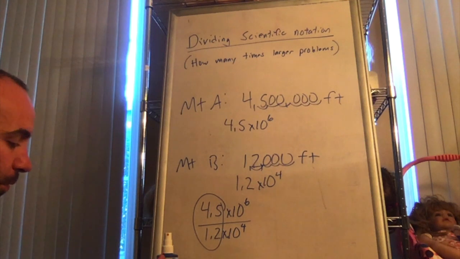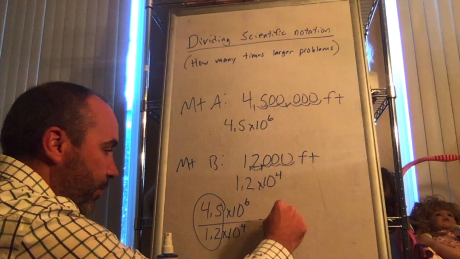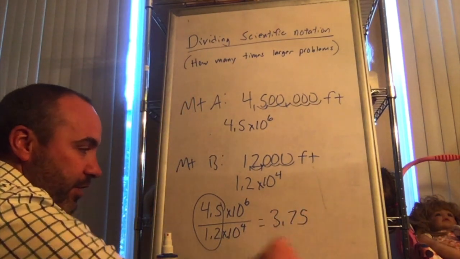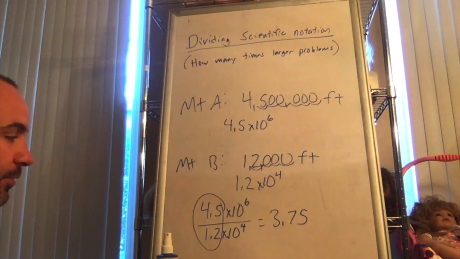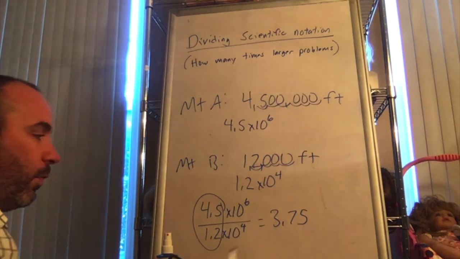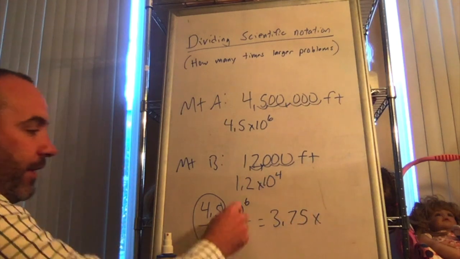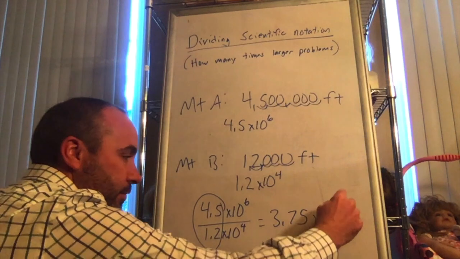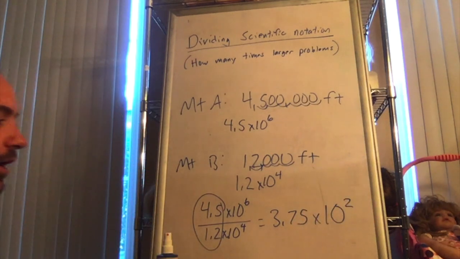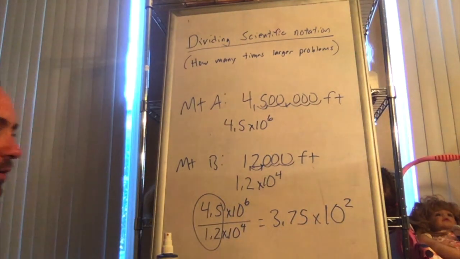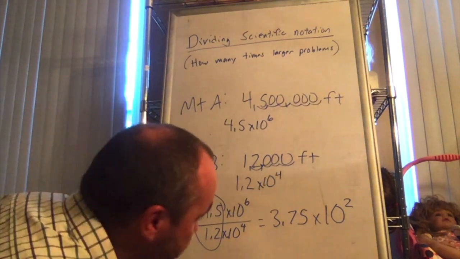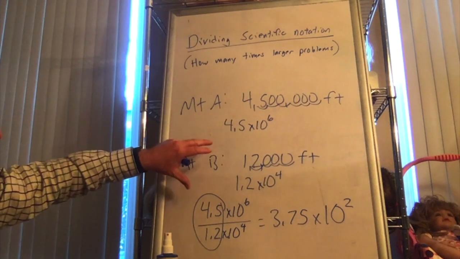So I'm going to take 4.5 divided by 1.2. So that gives me 3.75. And right now we're good because this is between 1 and 10. All right, we're going to do another example later on where it's not between 1 and 10. And then the exponents, remember, I'm going to subtract these. So 6 minus 4 is 2. So my answer would be 3.75 times 10 to the 2nd times larger. All right, so getting them in scientific notation might be a little bit easier.